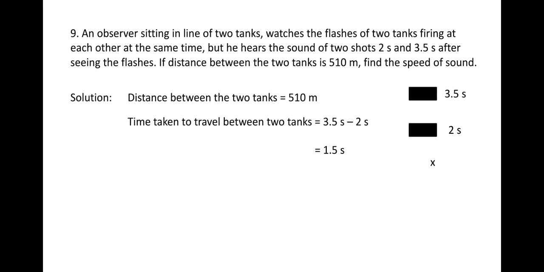Now we know that the speed of sound can be obtained by using the relation distance by time. And the distance between the two tanks is 510 meters, and the time taken to travel between two tanks is 1.5 seconds. So we can just take it as 510 divided by 1.5, which will give us 340 meters per second. So this is your answer for question number 9.